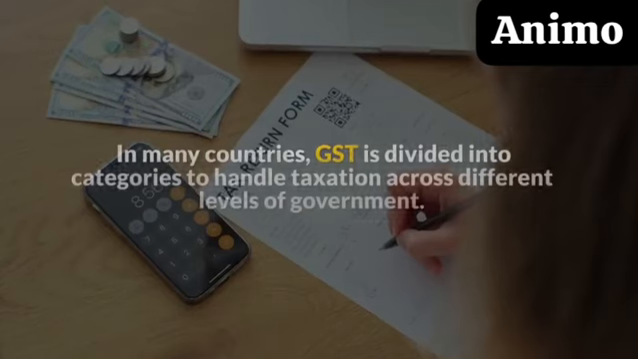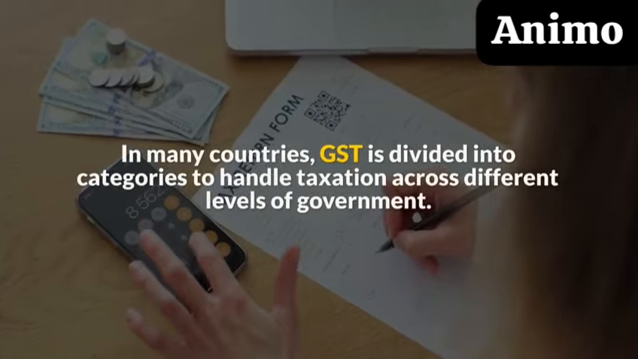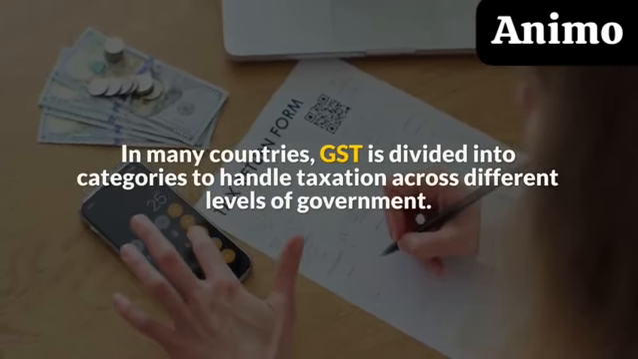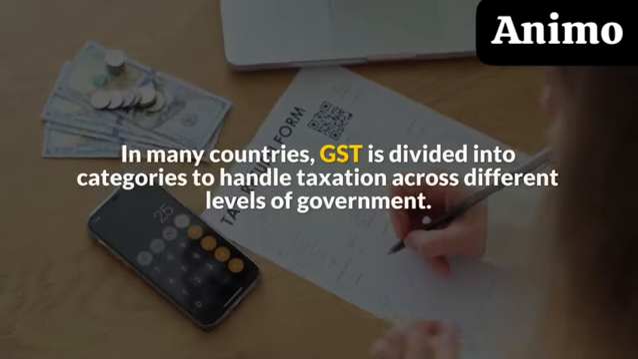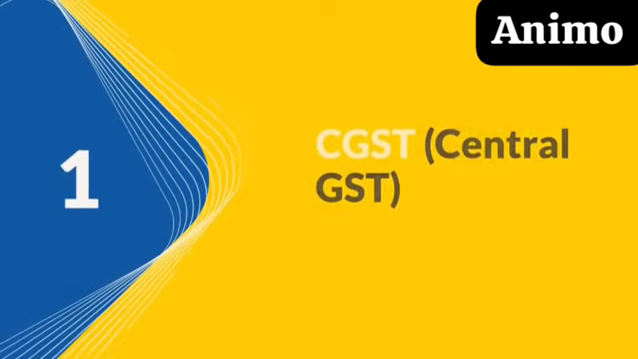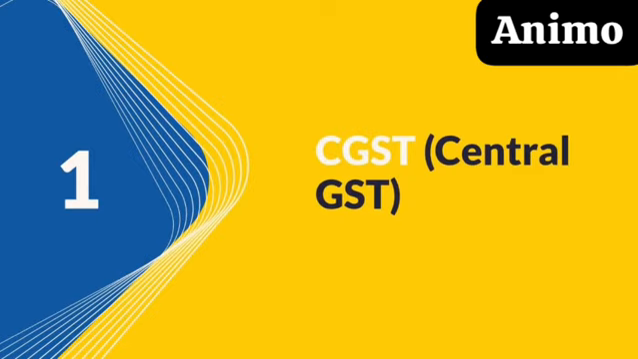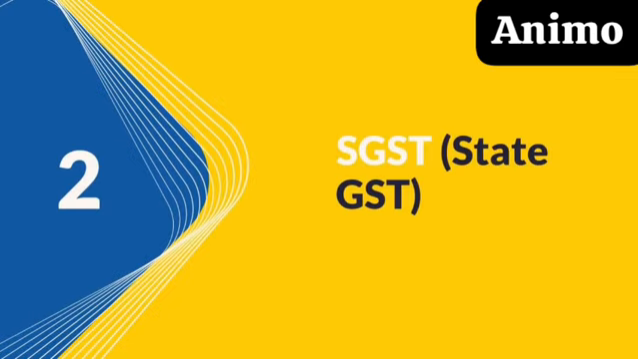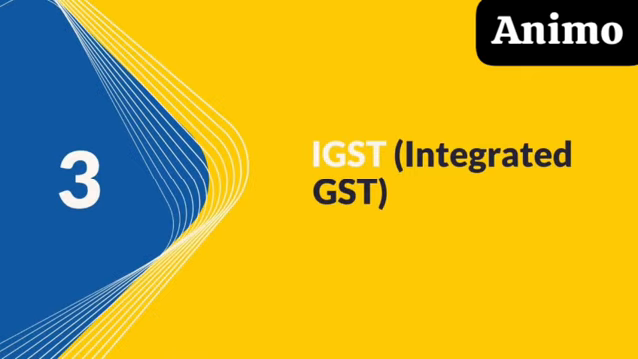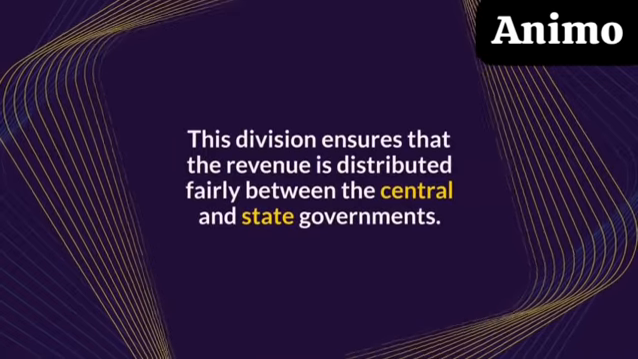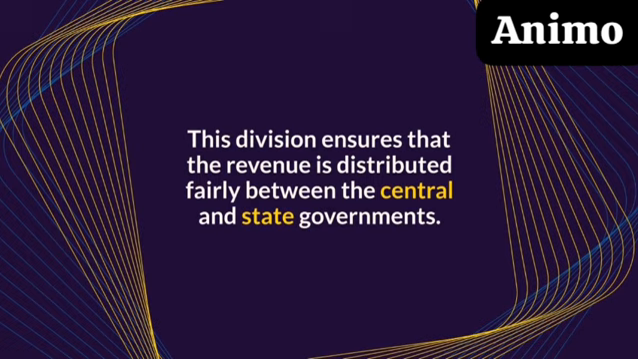Types of GST. In many countries, GST is divided into categories to handle taxation across different levels of government. For example, 1. CGST, Central GST, collected by the central government. 2. SGST, State GST, collected by the state government. 3. IGST, Integrated GST, applied on interstate transactions and collected by the central government. This division ensures that the revenue is distributed fairly between the central and state governments.